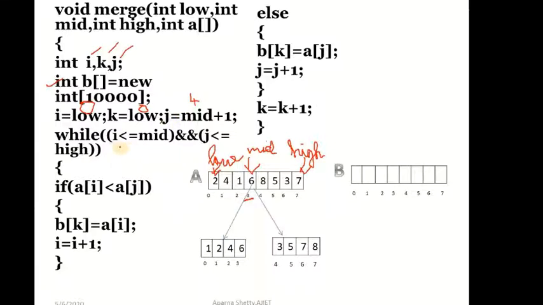Now, I have this condition: while I is less than or equal to mid and J is less than or equal to high. So, I will be here. And J will be here. And K will be pointing to this B array. I will be pointing to this left part. This is the original array only. All these changes I am doing in the original array, that is A only. I've just split and written it. And J will be pointing to mid plus 1, which is 4, and K will be pointing to 0.